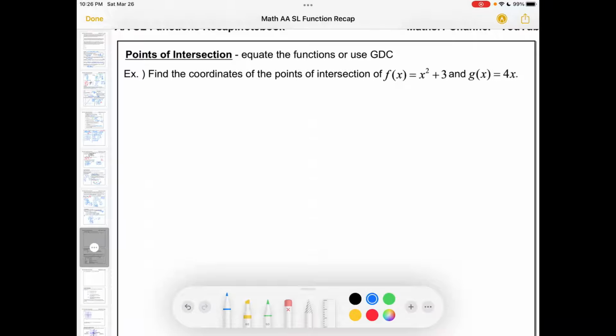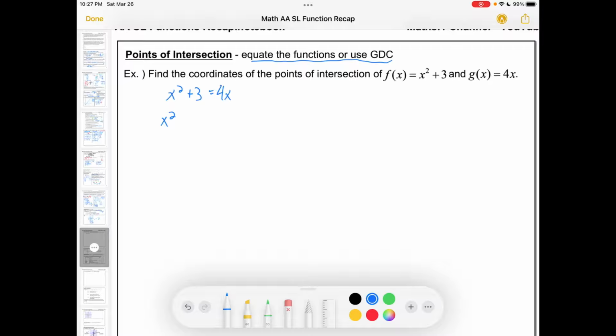The last topic that we'll deal with in this part of the video is points of intersection. So if you want to find where two functions meet, you can just use the GDC, or you can use analytic techniques. You can equate the functions. So let's do this one analytically, and then we'll go and use the GDC. If I want to find the points of intersection, I set these two equations equal to each other.